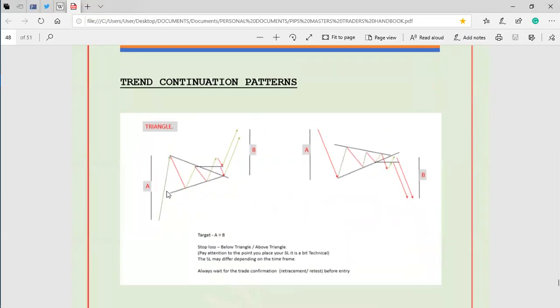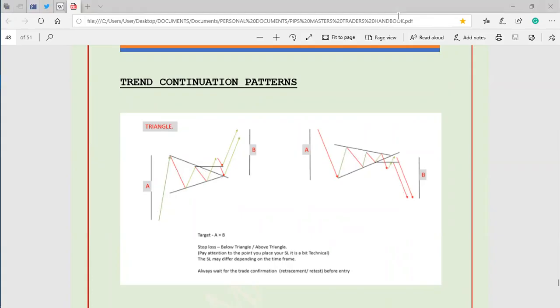Basically, you'll find the market is in an uptrend, then it forms something that looks like a triangle, then a breakout to the upper side. The distance between A is the same distance as B. So that's how you set your targets. And if it's a downtrend, same thing. Then you need to be careful, normally the market will trace back here.